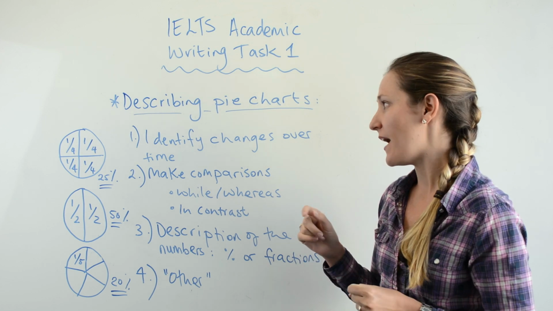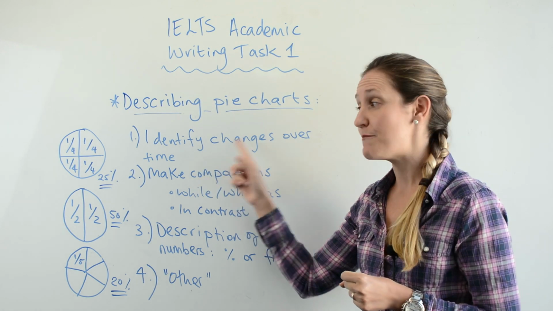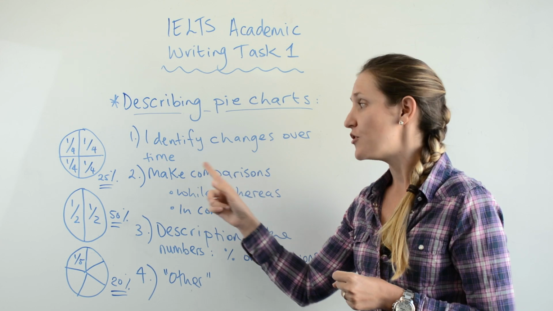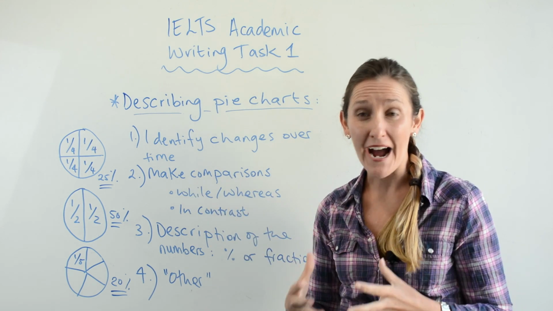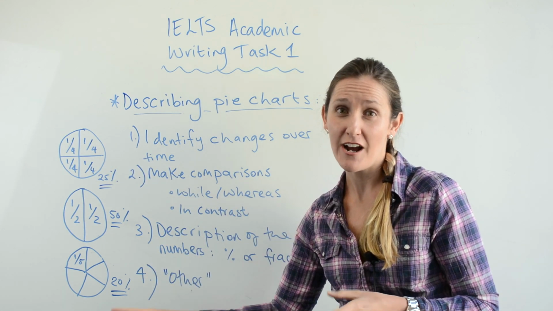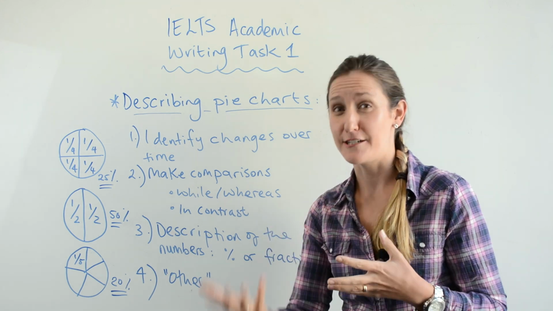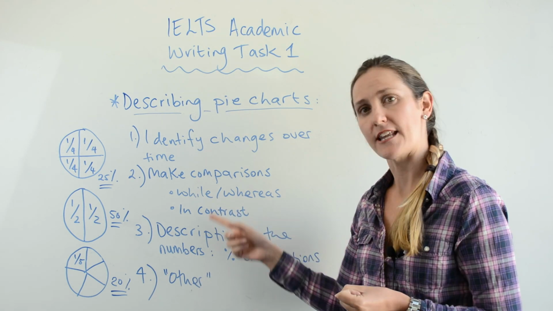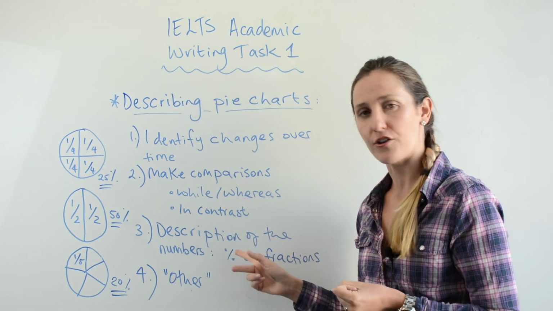Let's quickly summarize what we've talked about today. So when you're describing pie charts, usually you need to describe changes over time. You need to make sure that you make comparisons between the pie charts, talk about similarities and differences, and use linking words like while, whereas, and in contrast.